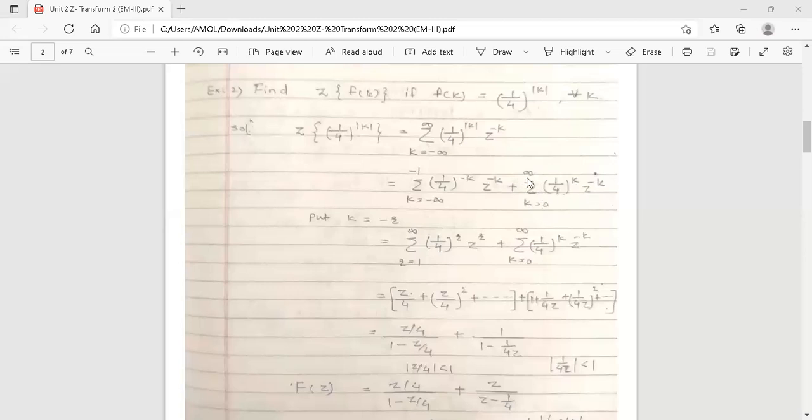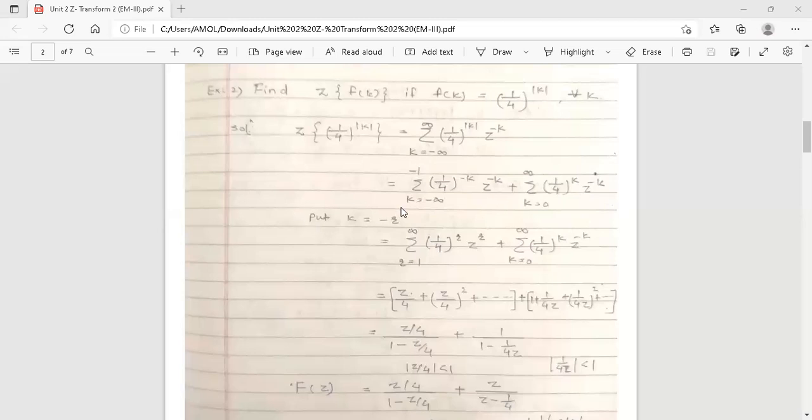Here k varies from 0 to infinity, so you take the positive power of k, because in the given sequence the power of 1 by 4 is modulus of k. So you take negative when limits are minus infinity to minus 1, and you take it positive when limits are from 0 to infinity. And the term of z as it is in both the terms.